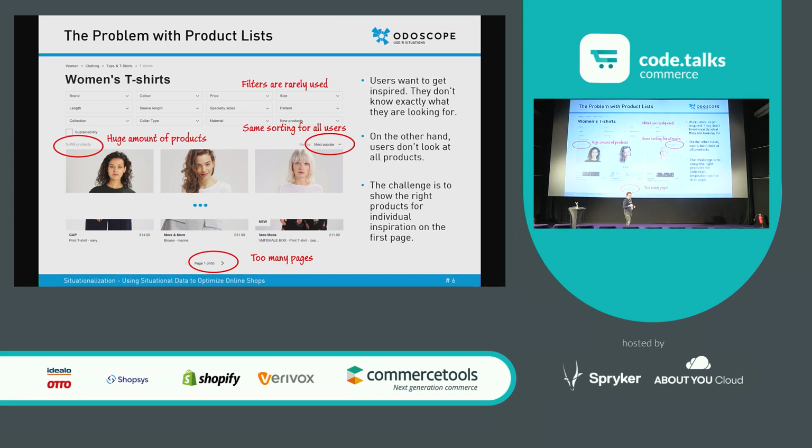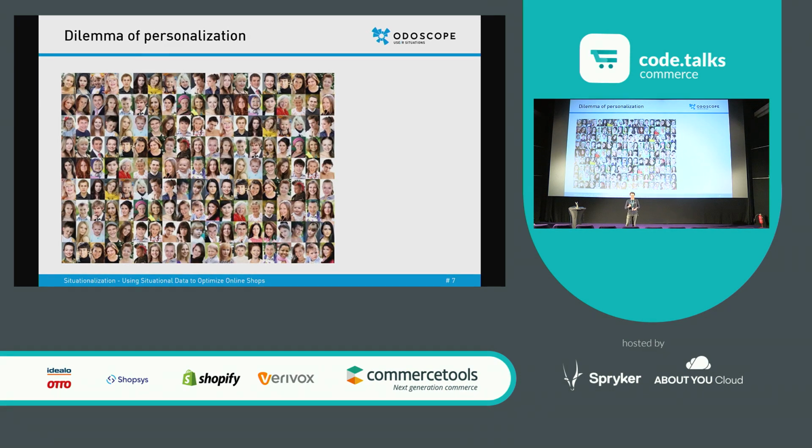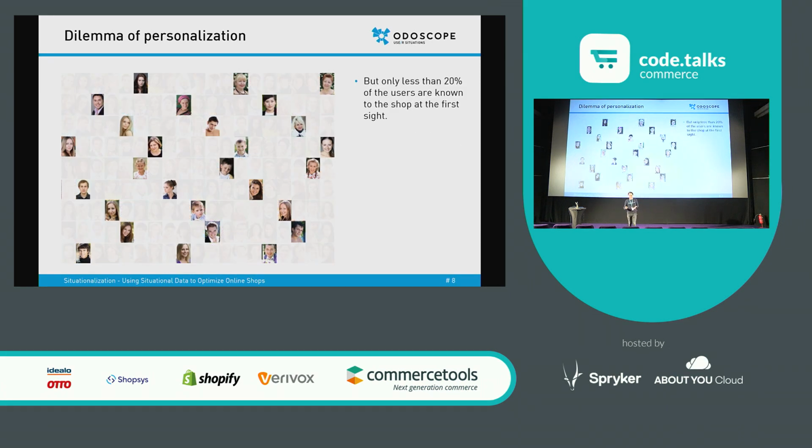So the challenge is that you need to show the right products on the first page in order to show relevant content to the user. But now, here is what we call the dilemma of personalization. Every user wants to get relevant content, and the shop also wants to give relevant content to every user. But you only know 20% of them. If you try to identify them, if you try to read out the cookies, you only know 20% of the users. The rest of the 80% you don't know, you have never seen before, you don't know anything about them. So how shall you put some relevant content in front of them if you don't know them at all?